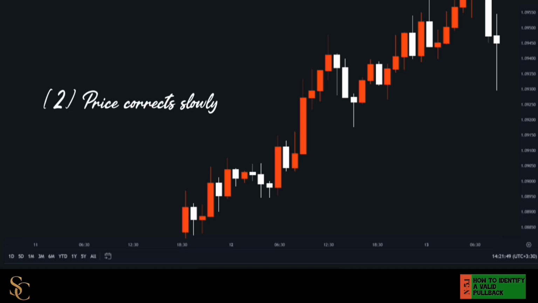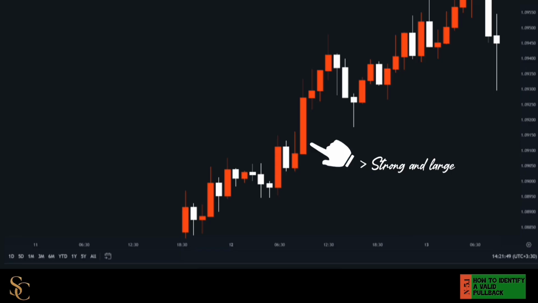2. Price corrects slowly, not aggressively. A valid pullback is usually calm, controlled, and not too strong. It should look like the market is taking a breather, not fighting the trend. What this looks like in an uptrend. The main trend candles, bullish candles, are strong and large, but during the pullback, the bearish candles are smaller, weaker, sometimes mixed, red, green, red. This shows sellers are not strong enough to reverse the trend, just enough to create a small correction.